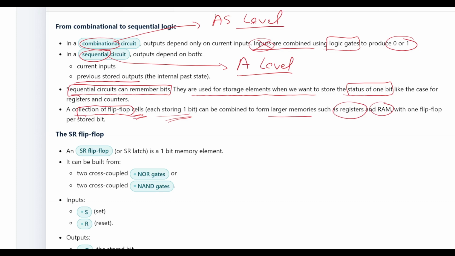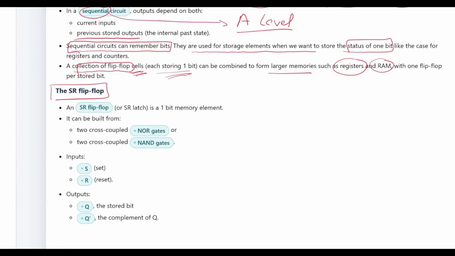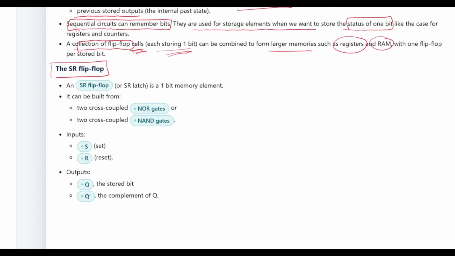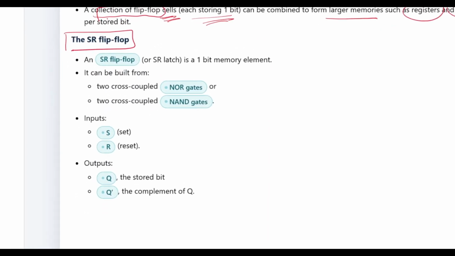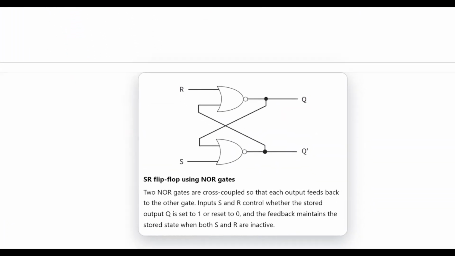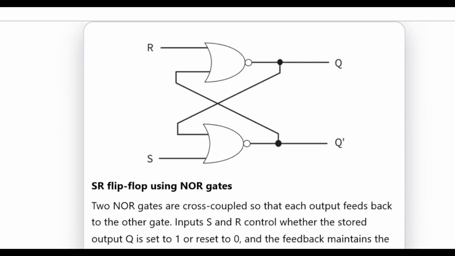There are many types of flip-flops. Two of them are included in your syllabus. The first one is the SR flip-flop. You will understand now the SR flip-flop. It is also called a latch. It is a 1 bit memory element. It can be built from two NOR gates or two cross-coupled NAND gates. Cross-coupled means that the output of one will be the input of the other.